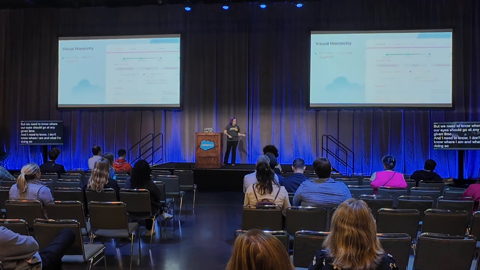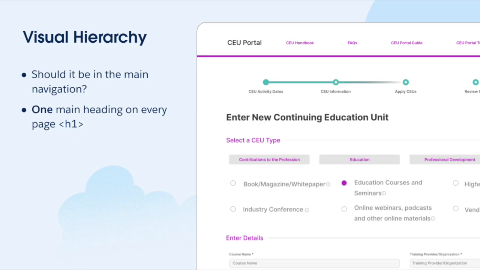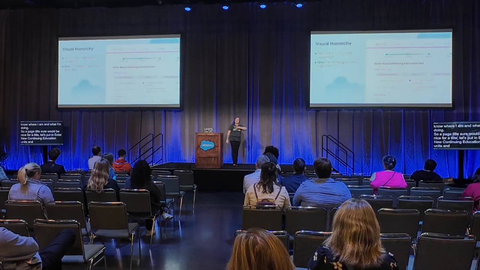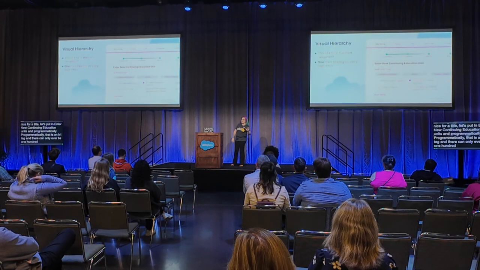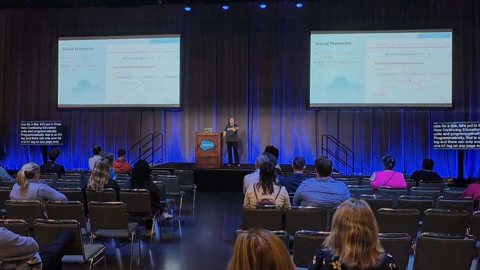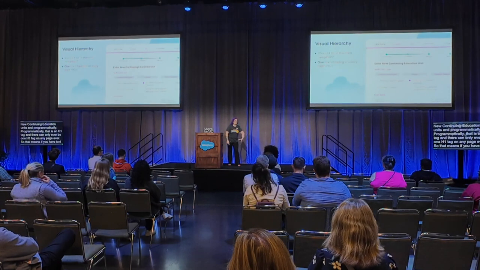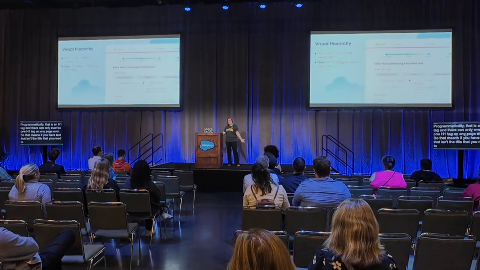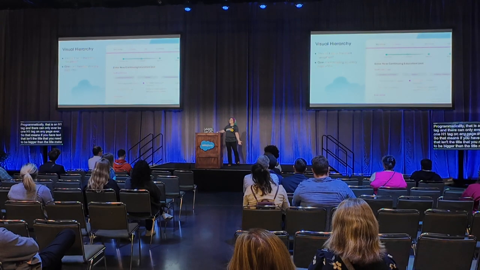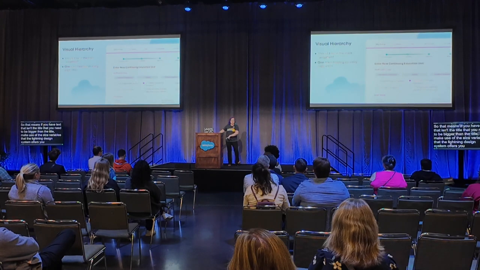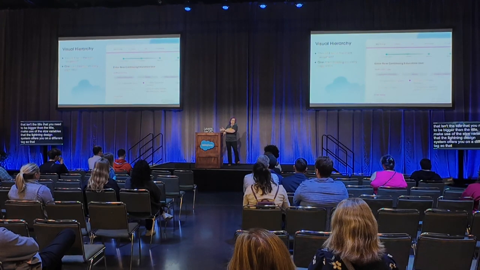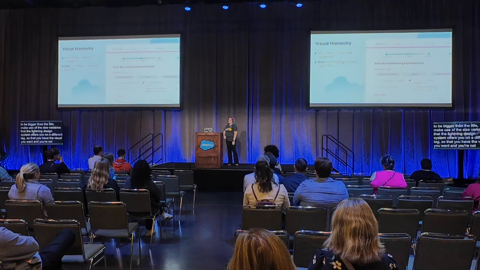So a page title sure would be nice. For a title, let's put in "Entering Continuing Education Units." And programmatically, that is the H1 tag, and there can only ever be one H1 tag on any page, ever. So if you have text that needs to be bigger than the title, make use of the size variables that the Lightning Design System offers you on a different tag, so that you have the visual you want and you're not messing with reading order.